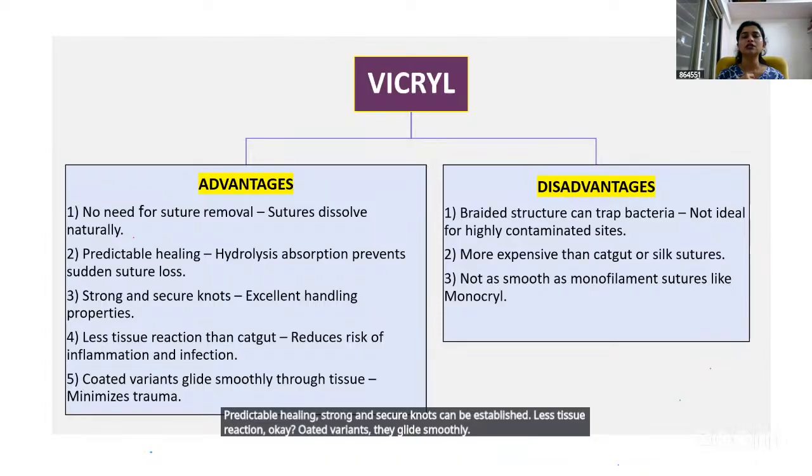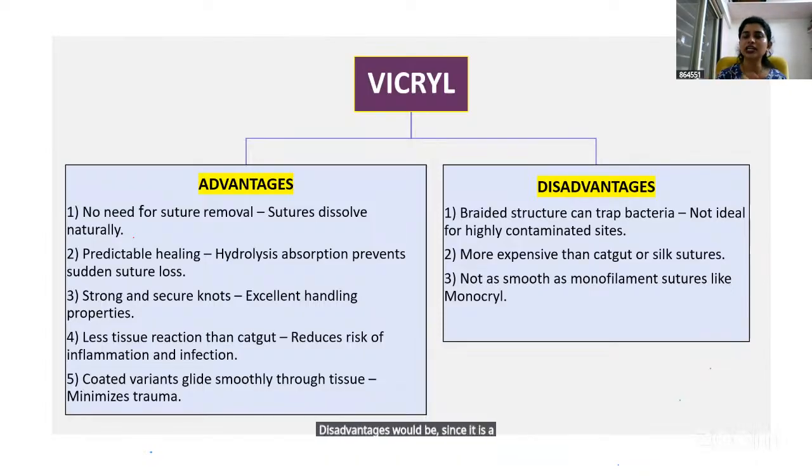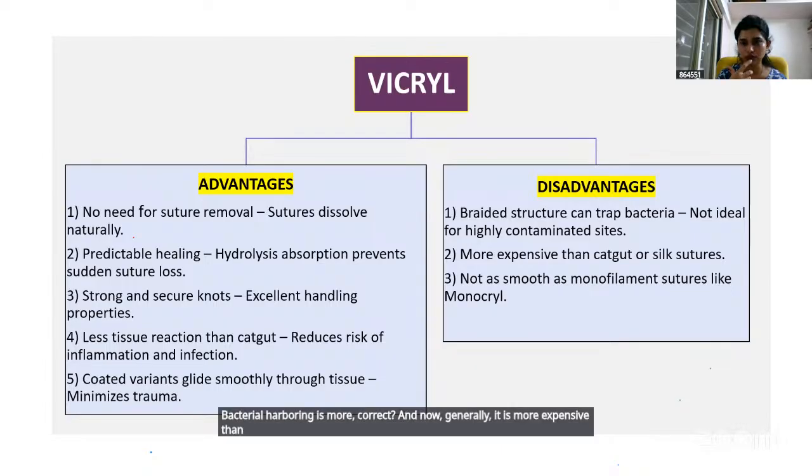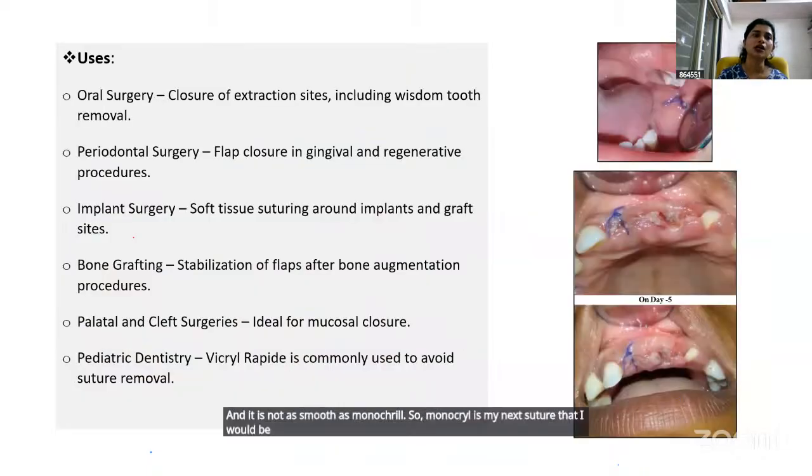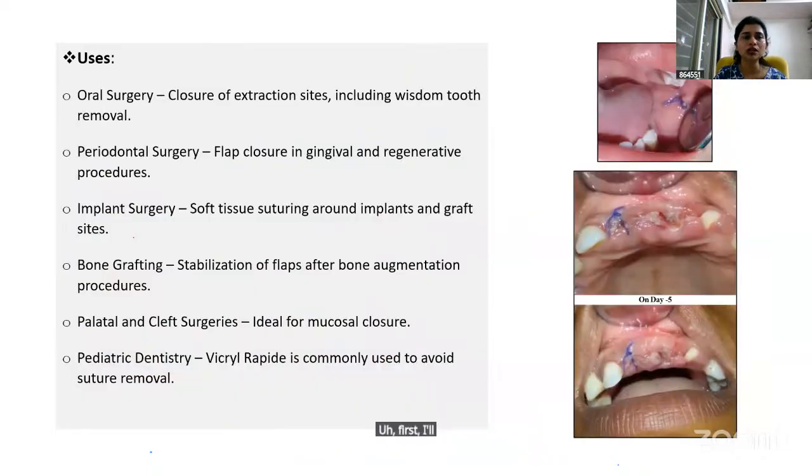Disadvantages would be, since it is braided, the general disadvantage of any multifilament suture, bacterial harboring is more, correct? And generally it is more expensive than catgut and silk sutures. Okay, and it is not as smooth as Monocryl. So Monocryl is my next suture that I would be describing. First, I'll complete the uses of Vicryl.